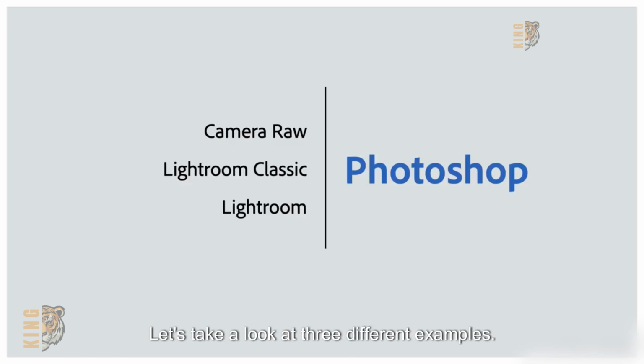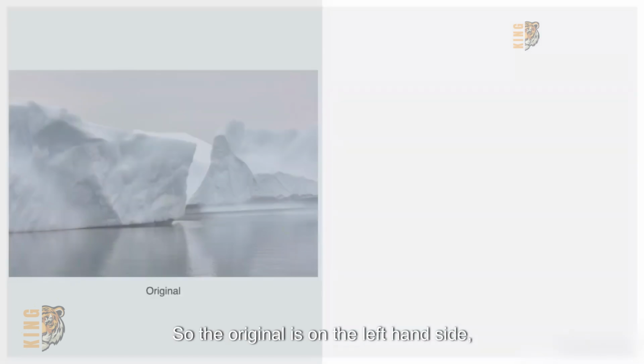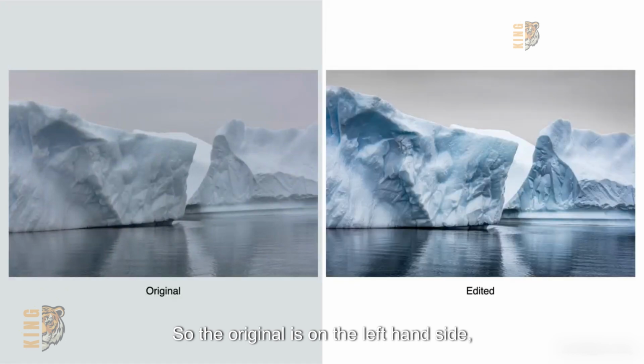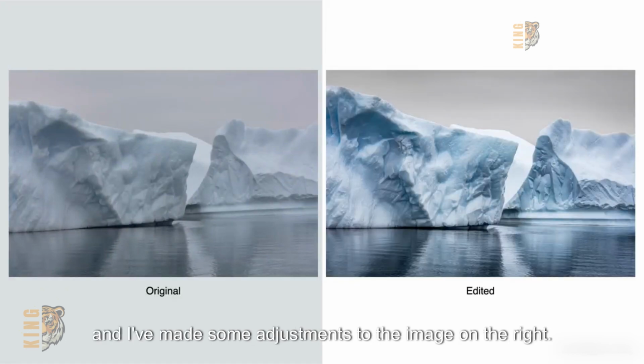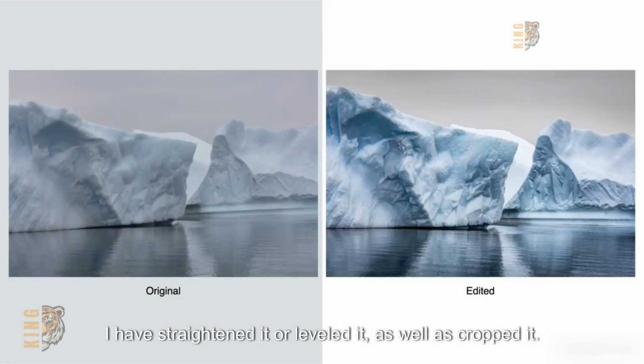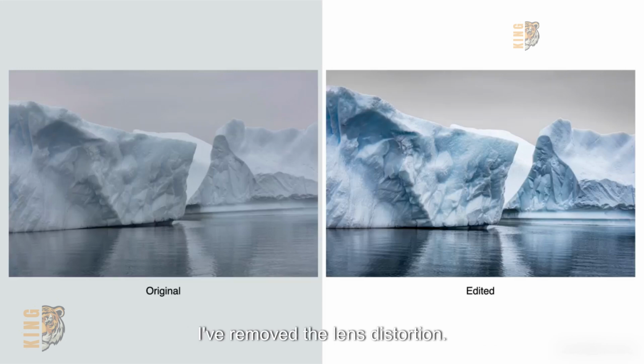Let's take a look at 3 different examples. So the original is on the left-hand side, and I've made some adjustments to the image on the right. I have straightened it or leveled it, as well as cropped it. I've removed the lens distortion. I've added or adjusted the tonal and color values in the image, both globally, meaning to the entire image, and also made some local adjustments, just lightening or darkening different areas of the ice.